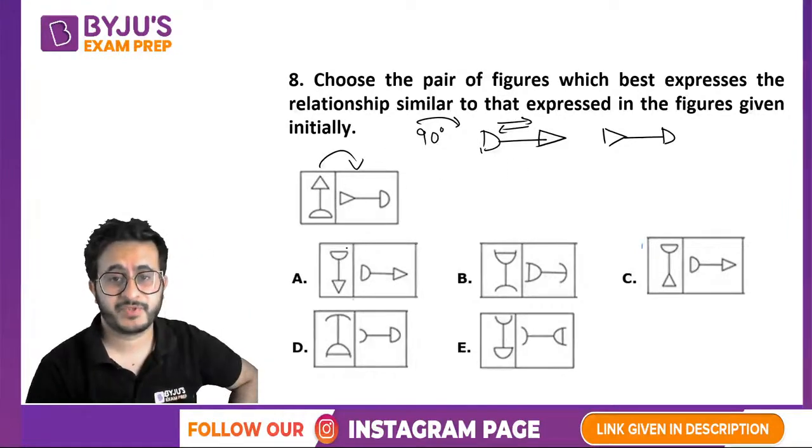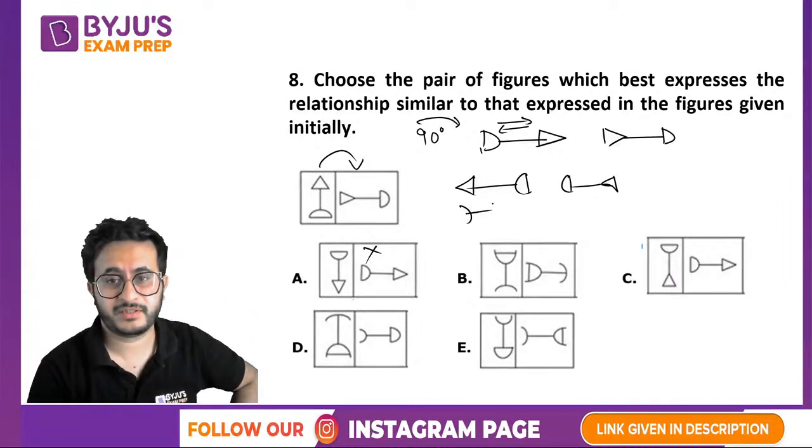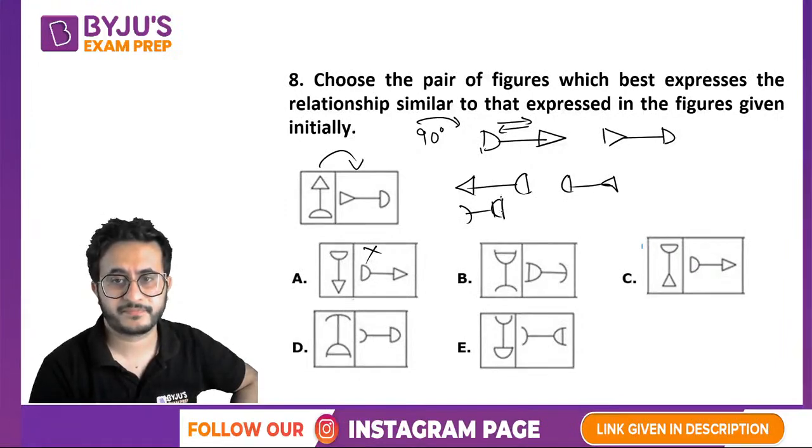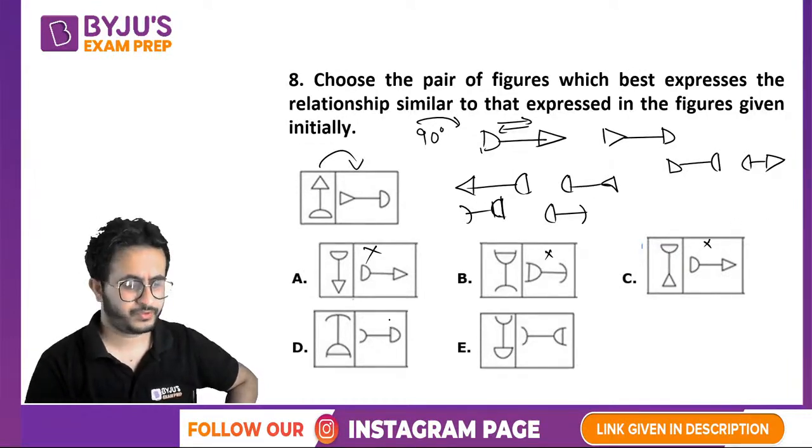So let us do the same thing. In A, if we rotate by 90 degrees, we will get something like this. And if we exchange, we will have the triangle and then the D shape. Right, that is wrong. If you go for option B, after rotation it will look like this. Okay, and if we exchange, it will be like this. That is again wrong. Option C, after rotation it becomes like this, and after exchange it will look like this. Again, that is wrong.